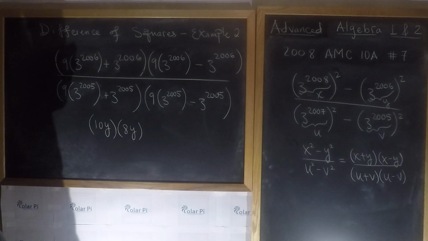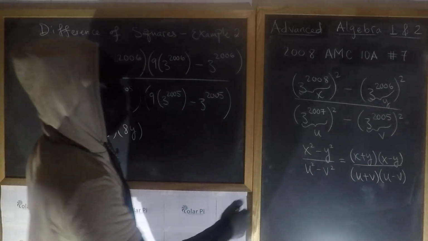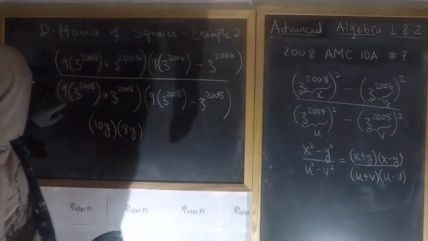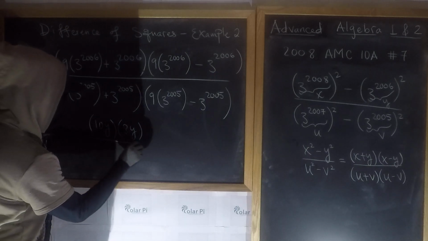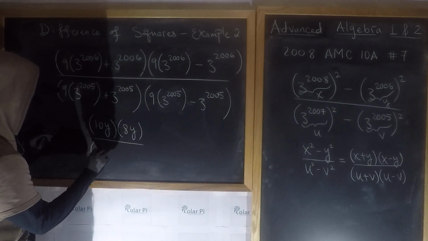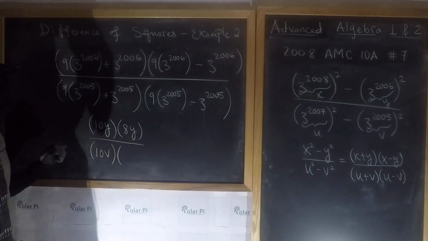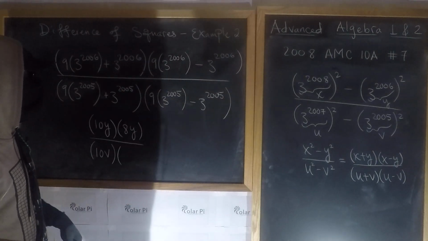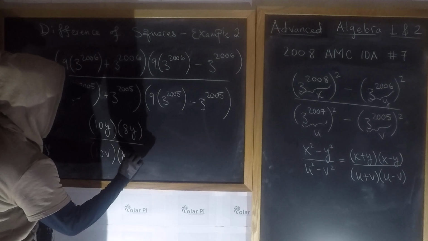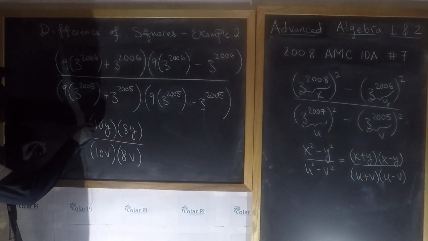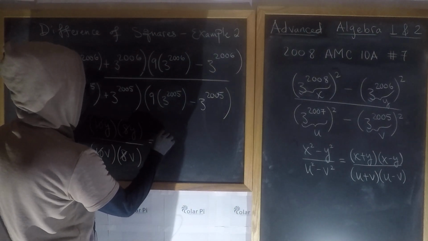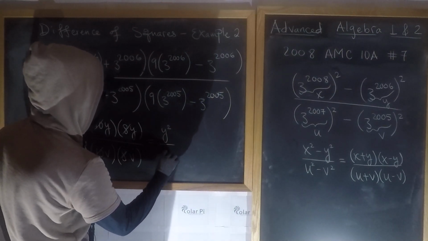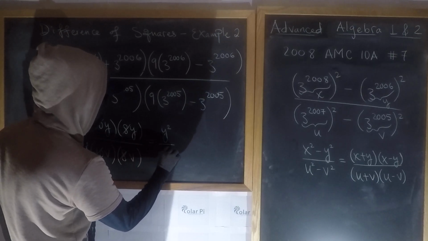Okay, cool. And then what about the denominator? The denominator, 3 to the 2005 is what we said was v. So we have 9v plus v, so that's 10v. This is divided by 10v times 9v minus v, which is 8v. How nice. Because look at what I could do. Boom, boom, boom, boom. So what I have is y squared over v squared.